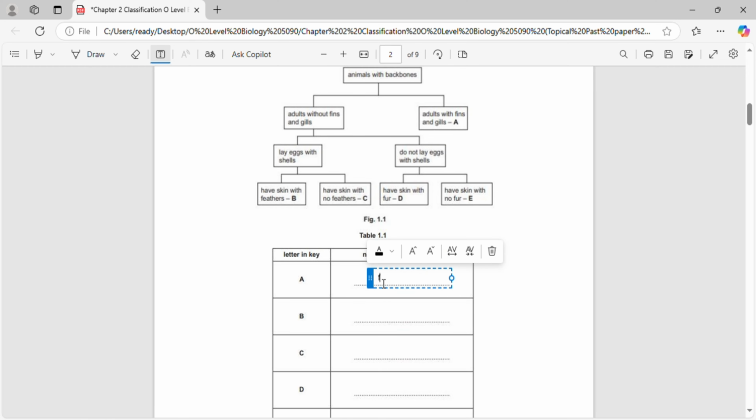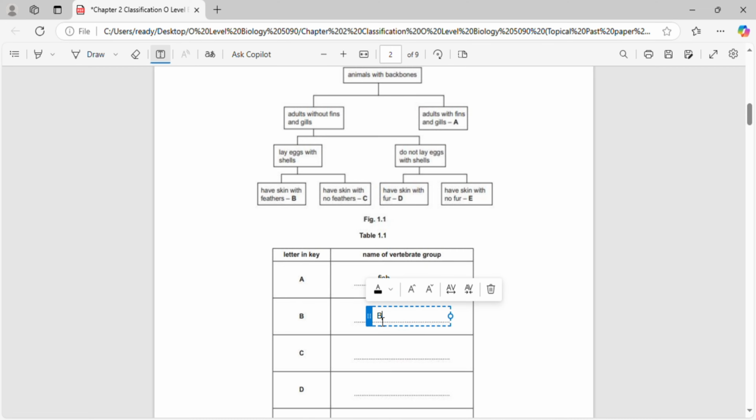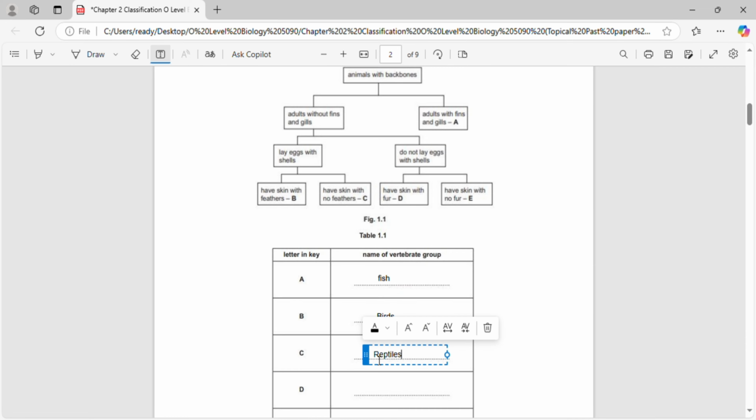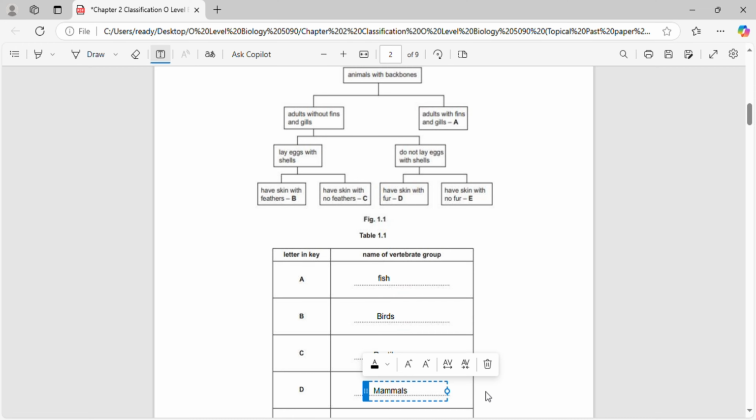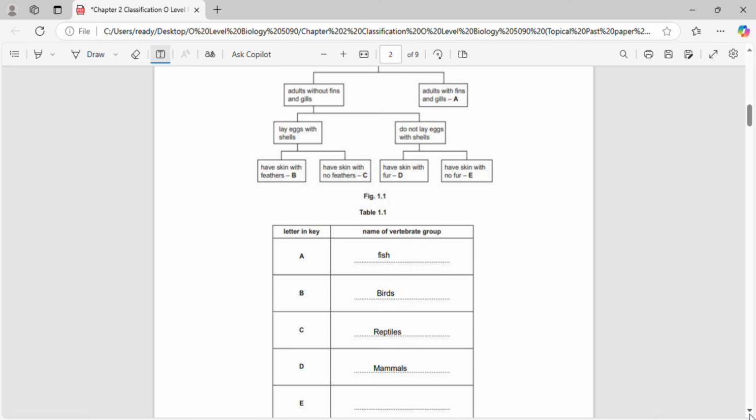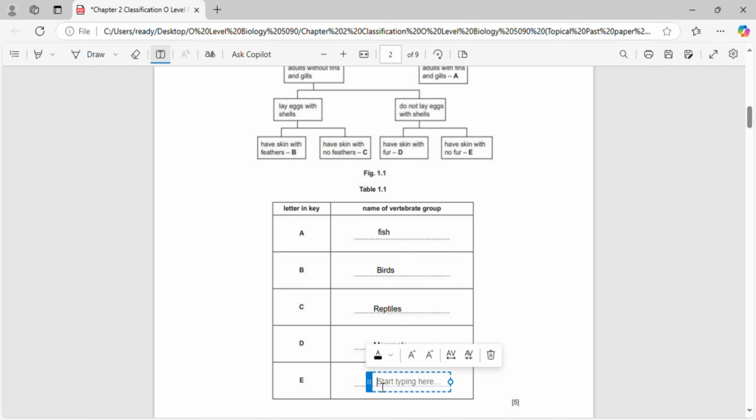A vertebrate with fins and gills can confidently be identified as a fish. If a vertebrate does not have fins and gills, lays eggs with shells, and has feathers on its skin, it is classified as a bird. A vertebrate that lays eggs with shells but has skin without feathers is categorized as a reptile. Vertebrates that don't lay eggs with shells but have fur covering their skin are known as mammals. Lastly, vertebrates that neither lay eggs with shells nor have fur on their skin are classified as amphibians.